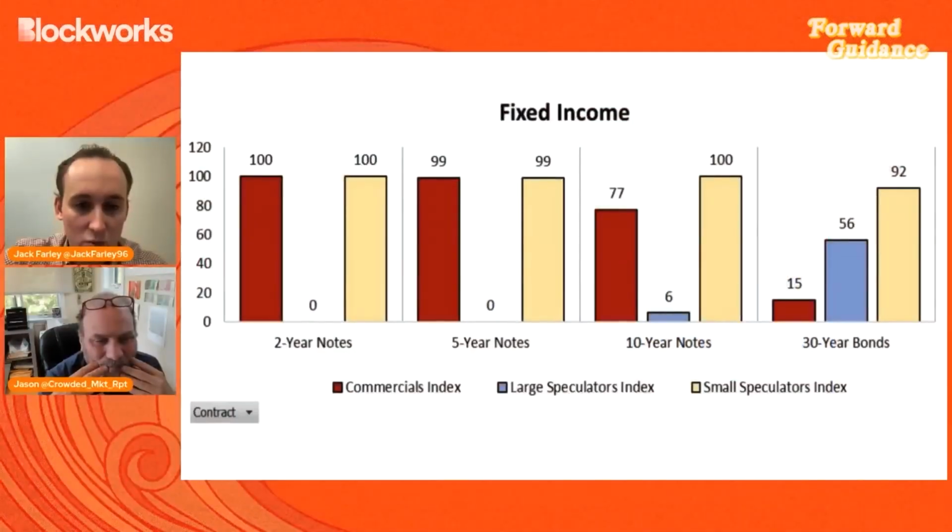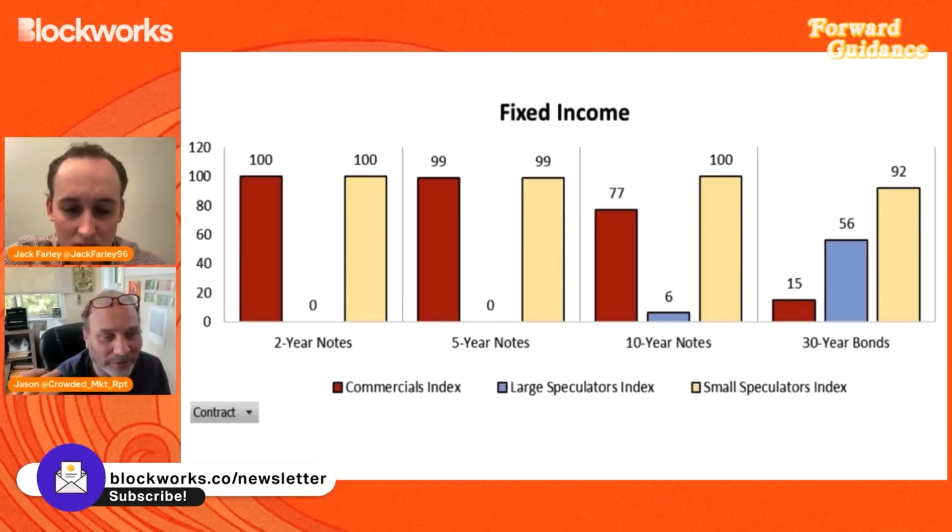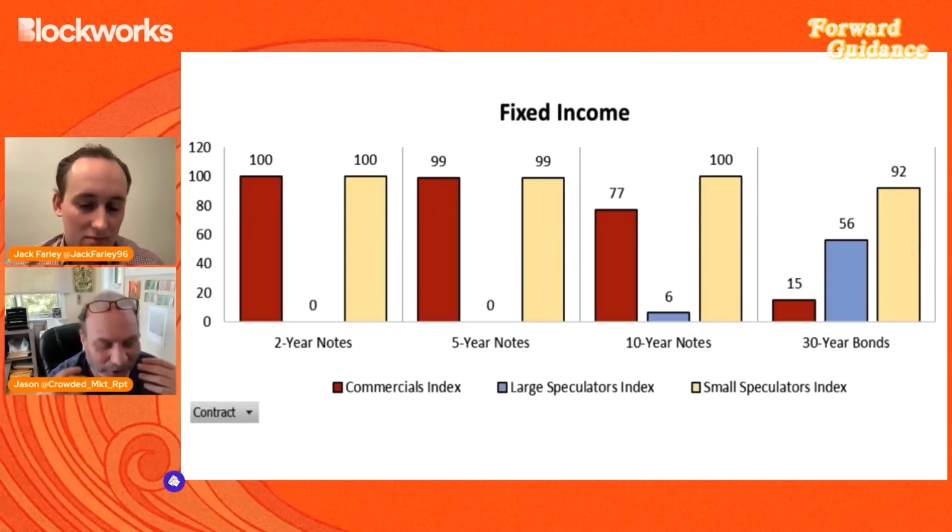Right. So we've got, I think, your index from Credit Right Market Report. So you look at the 2-year notes: commercials super long, large speculators super short, right? So you're thinking, okay, buy 2-year notes, but you see the small speculators are also super long. So this has kept me out of that trade, which has been fortunate to this point because 2-year notes keep going down.